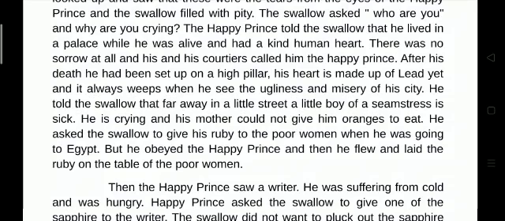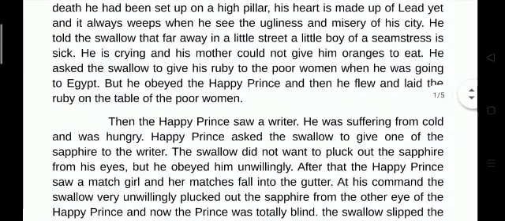Now see, in this way, the happy prince helped the lady by giving a ruby to that poor woman. Then the happy prince saw a writer. He was suffering from cold and was hungry. Whom did he see? A writer. And he was suffering from cold and he was very hungry. The happy prince asked the swallow to give one of the sapphires to the writer. The swallow did not want to pluck out the sapphire from his eyes, but he obeyed him unwillingly.